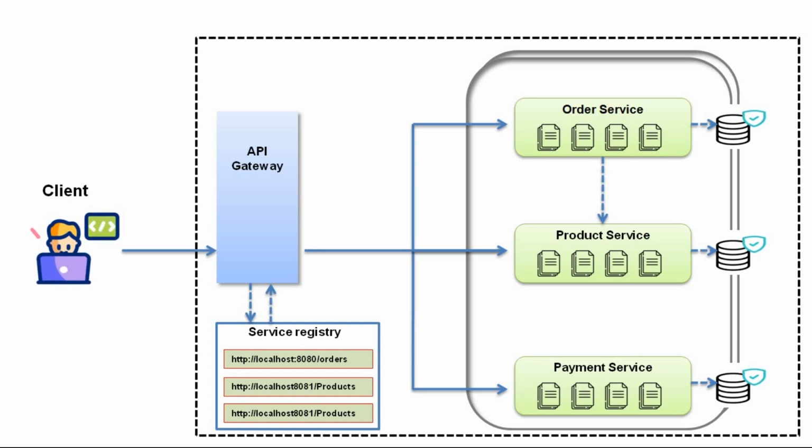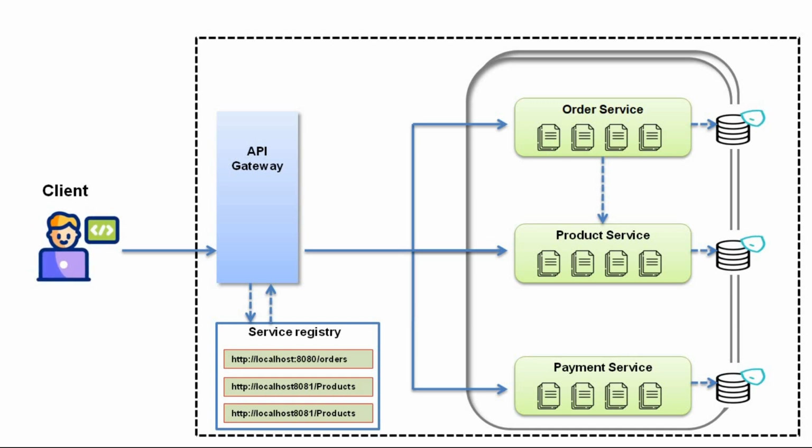That's where service discovery comes in, and it does exactly what it sounds like. It helps services discover each other automatically. But how do they do that? Well, with the help of something called a service registry. You can think of it like a phone book or maybe a contact list for your services. Whenever a service starts, like let's say the order service, it goes to the registry and says, hey, I'm up and running, you can find me here.